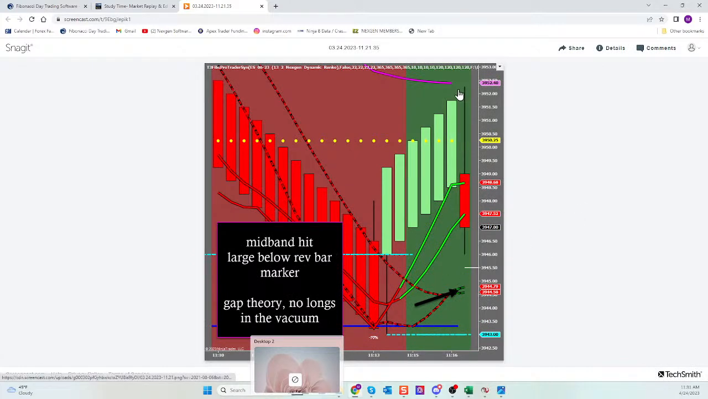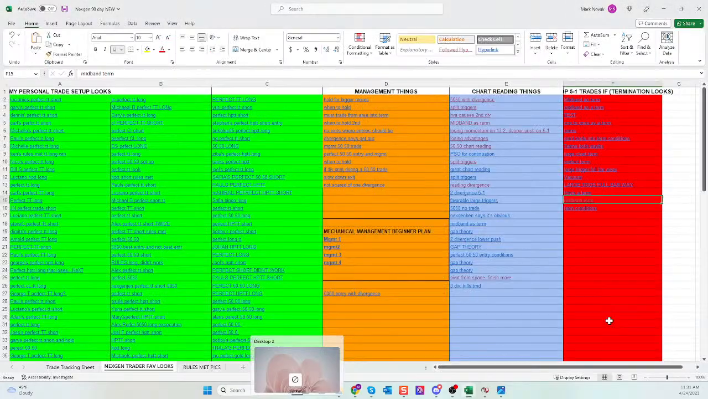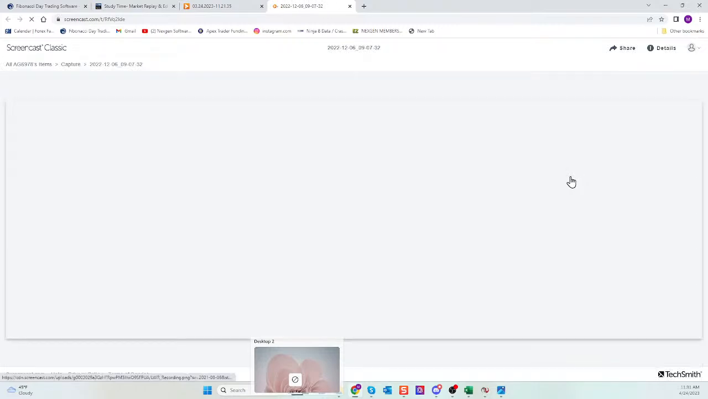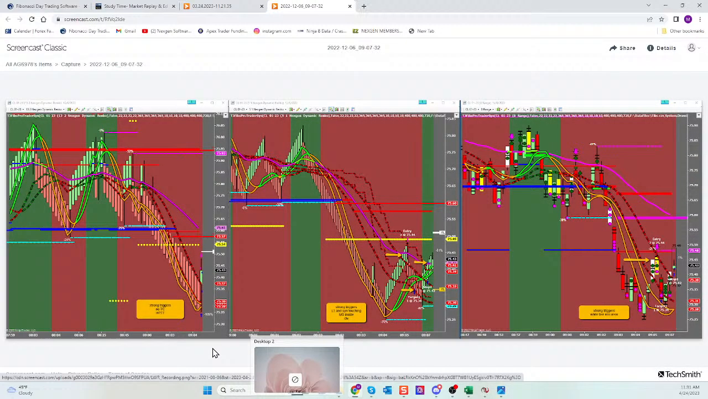Mid-band is a termination condition. Mid-band's hit. Look where the reversal or where the large triggers are. No longs in the vacuum. So if it's something that you're working on, start taking pictures of them. That one's labeled vacuum, but it's not, is it? That's just a great looking short.